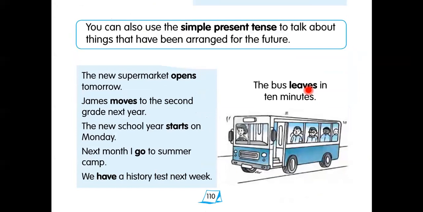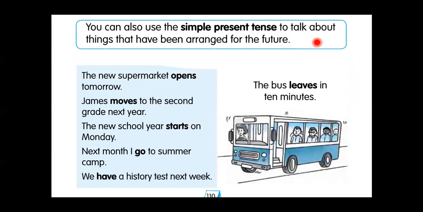You can also use simple present tense to talk about things that have been arranged for the future. Here, this is not future tense. It is saying that simple present tense can also be used to talk about future actions. This is just telling us that it will help us to know about the future. This is not future tense. Are you getting my point?